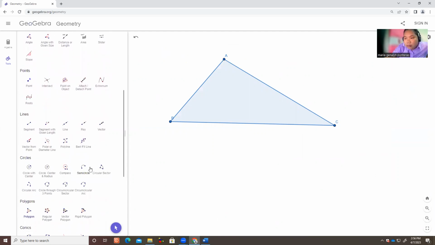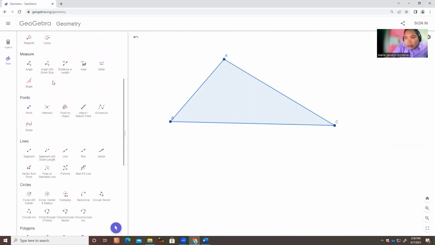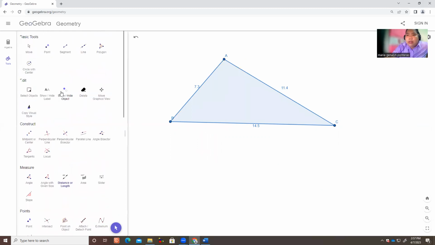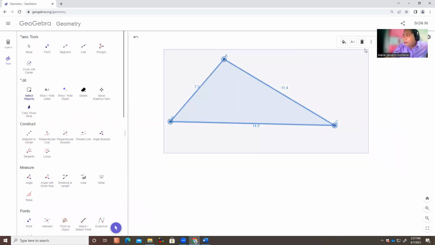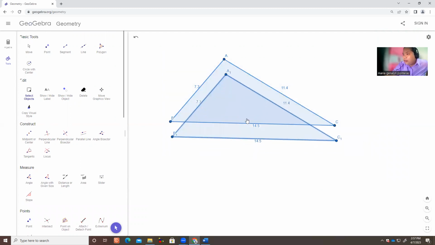So we want, ilagay na natin yung distance. Okay, so distance, and distance. Then, duplicate natin. Select objects, duplicate. Para mabilis lang tayo. Okay. Ayan na siya. So, these two triangles are congruent by triple S congruence postulate.